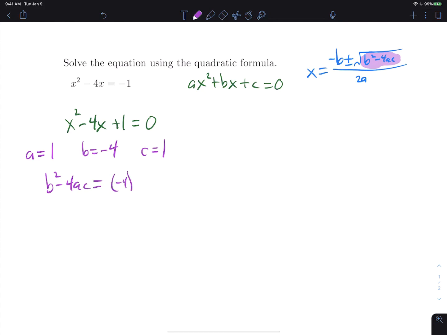At this point, we need to figure out b squared minus 4ac. b is -4 squared, minus 4 times a, which is 1, times c, which is 1. And then you just simplify. If you type this into the calculator, make sure you put parentheses around the negative, or even better, just don't put the negative there. It doesn't matter, because whatever's squared is always positive. So -4 squared is positive 16, and then minus 4 times 1 is -4. And of course 16 minus 4 is 12.